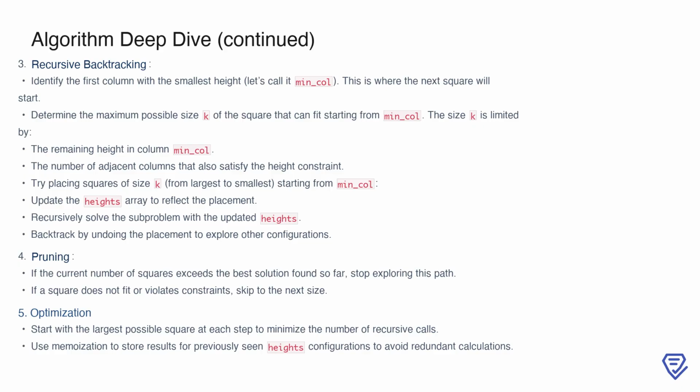Pruning is a critical part of this process. If the current number of squares exceeds the best solution found so far, we terminate this branch of exploration. Similarly, if a square violates constraints or cannot fit, we skip to the next size. To optimize further, we prioritize starting with the largest square size, as this reduces the depth of recursion. Additionally, we use memoization to cache and reuse results for previously encountered heights configurations, avoiding redundant calculations.